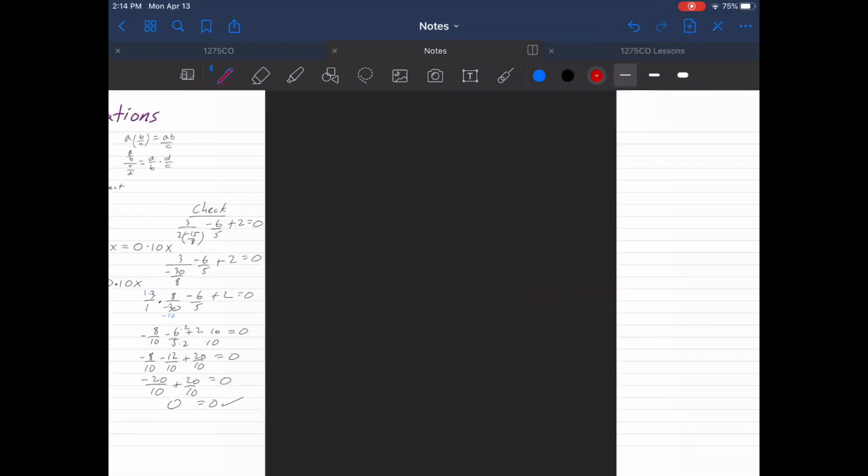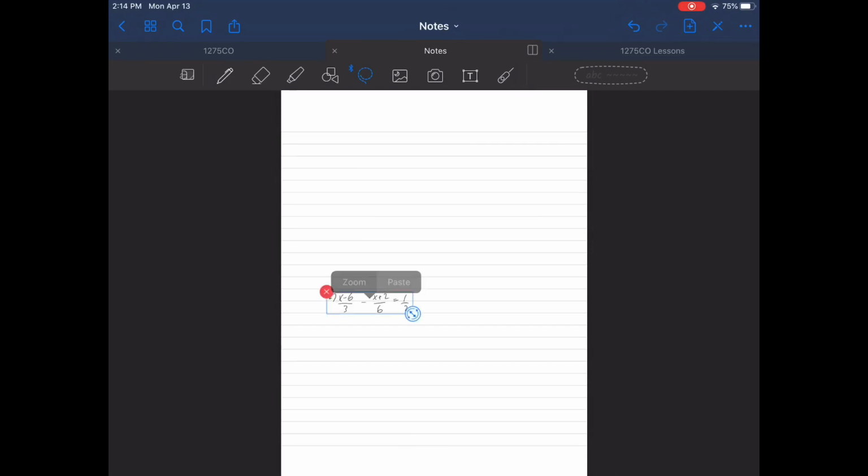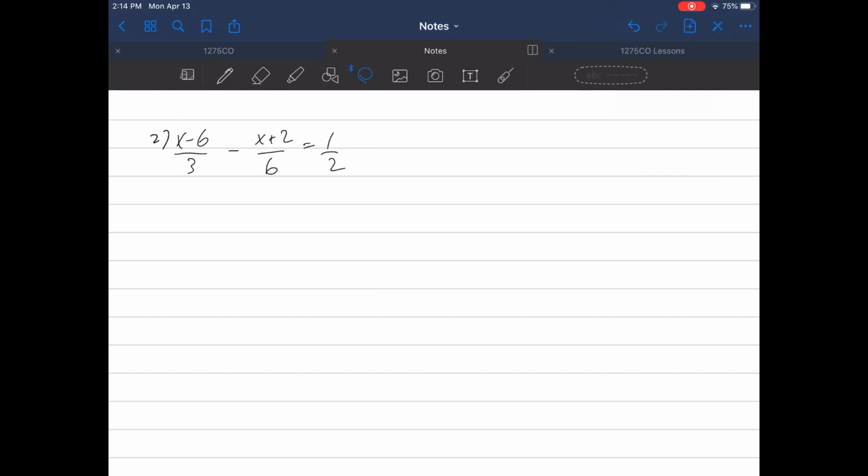So let's go ahead and add a new page so that we have some room to work with. And we'll take this number 2, cut it, paste it here. So let's work with a full fresh page. Denominators are 3, 6, and 2. That means our LCD is going to be equal to 6.